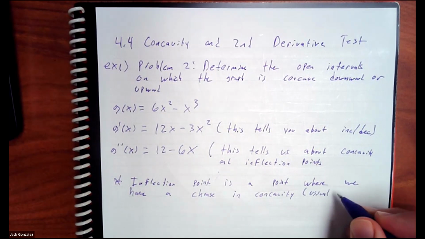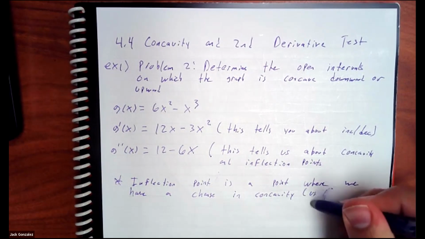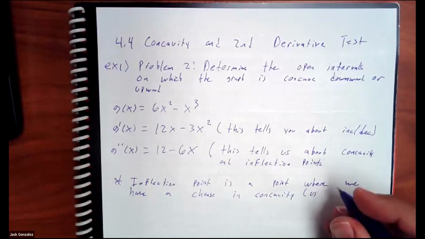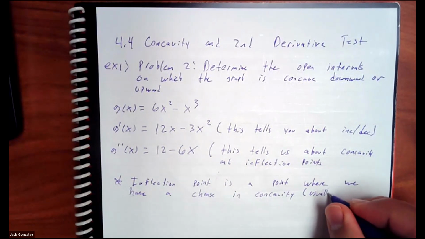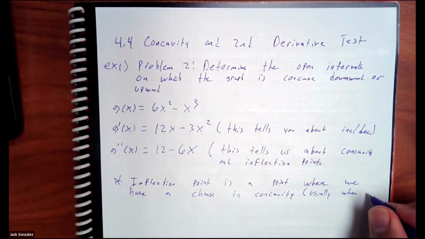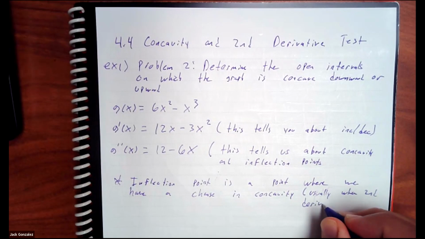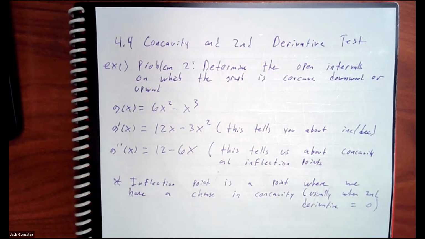Usually it has one S, right? It looks weird. Usually when second derivative equals 0, that's where you will find an inflection point.